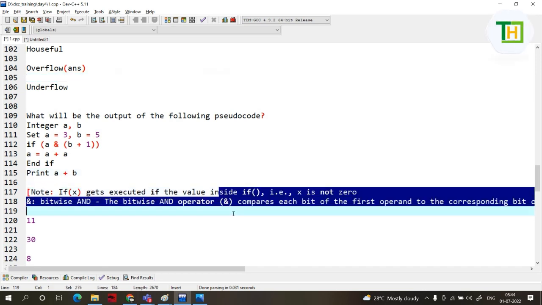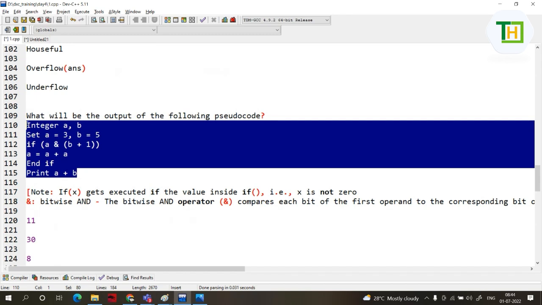Forget about all these things and come to this one. What is the output of this pseudocode? Pseudocode means that it does not belong to C programming or any language. It is just simple pseudocode, and how it works. That's it, nothing else.